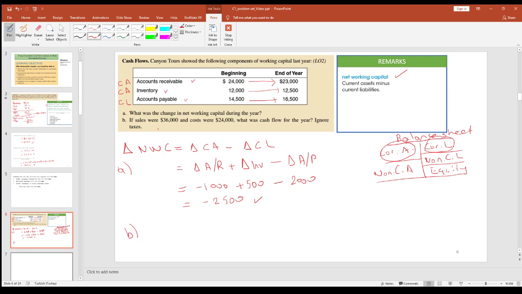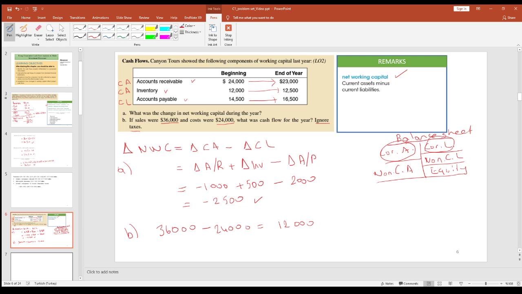B, now if sales were $36,000 and costs were $24,000, what was the cash flow for the year? Ignore taxes. If there are no taxes, what is sold is $36,000, and I should deduct the cost, $24,000. The difference between these two will be $12,000.